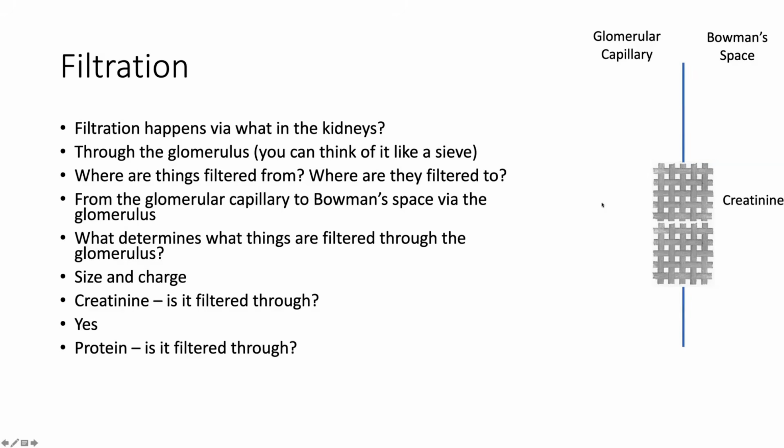So how about protein? Paula, is protein filtered through? Protein is not. Very good. Generally it's not. So if I've got protein, generally speaking, it does not filter through the glomerulus. Creatinine makes it through. Outside of nephrotic syndrome or certain kidney problems, I shouldn't be peeing out protein, because it shouldn't be filtered through. It should stay in the blood.